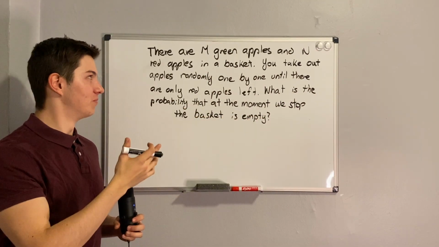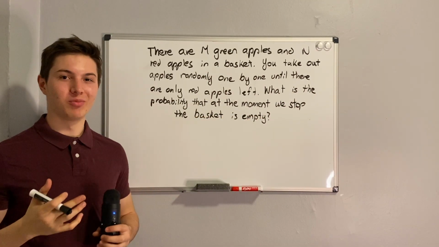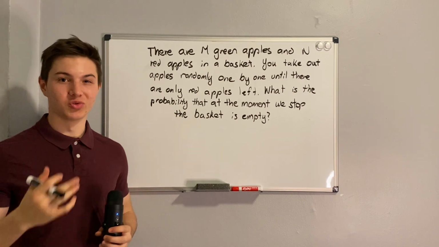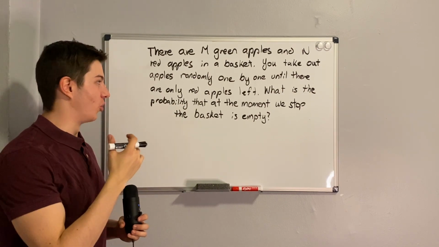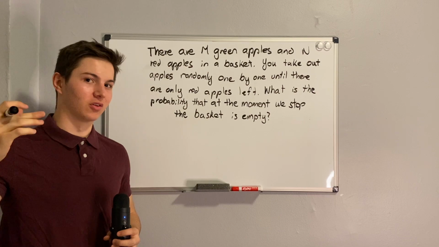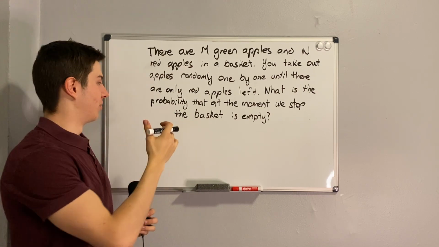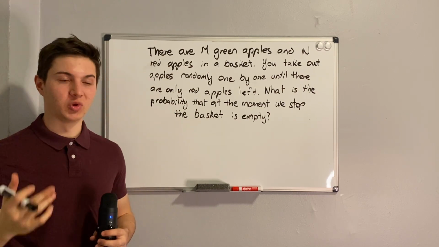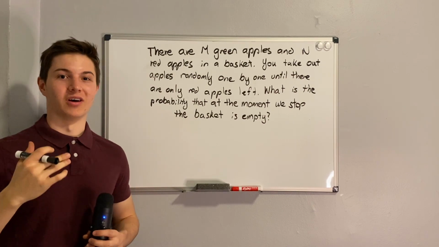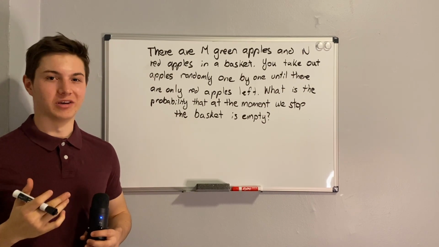Okay, so here's your problem. There are M green apples and N red apples in a basket. You take out apples randomly, one by one, until there are only red apples left. So basically until you've removed all the green apples. And so what is the probability that at the moment we stop, the basket is empty? Have a think about it, and I'll give you the answer right away.